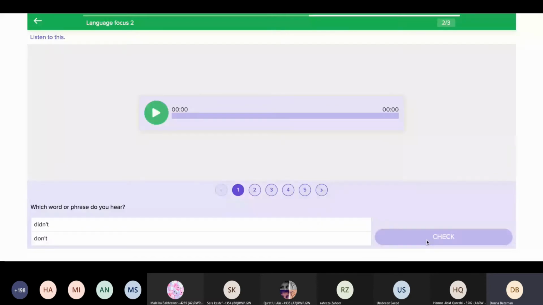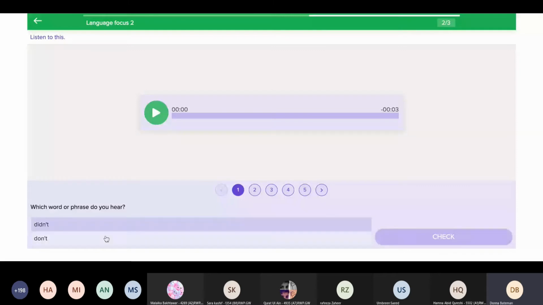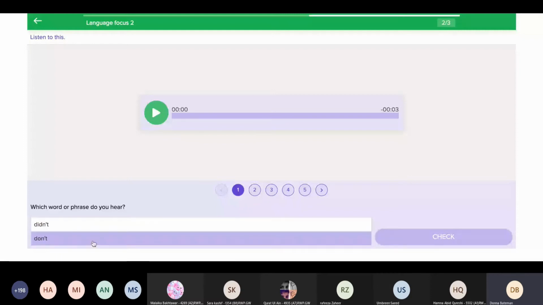So we're going to do some more listening now, and again we're going to listen and see what we hear. Which verb form do we hear? Do we hear didn't or do we hear don't? Do not is present, didn't or did not is past.